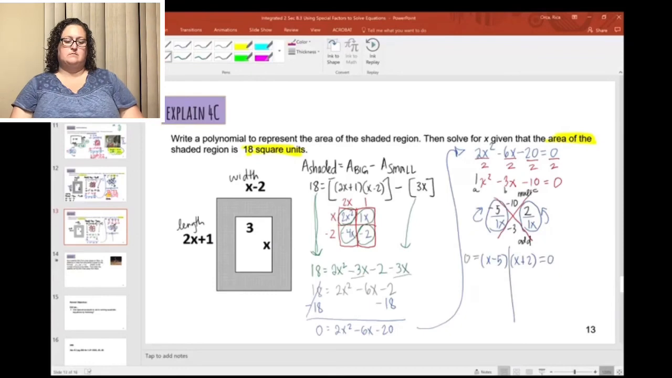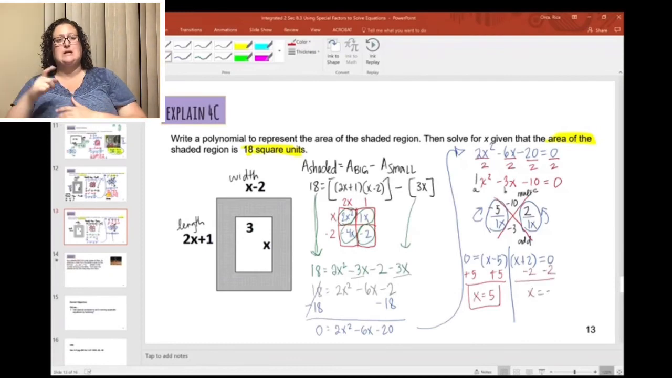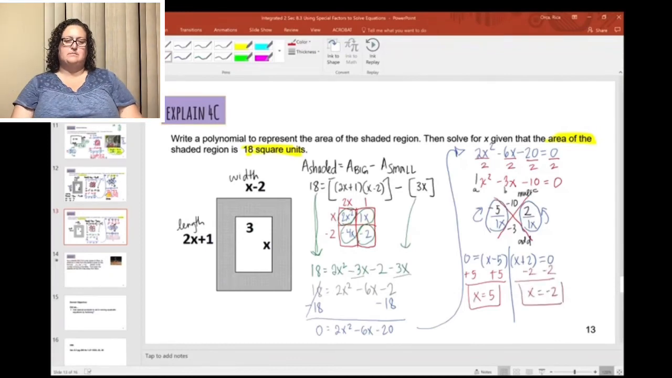So I went ahead and set each factor equal to 0 by using the zero product property. And after solving for x, we get x equals, add 5 to both sides, x equals 5. Subtract 2 to both sides, x equals -2. Based off of what I've told you before, the length of a rectangle can never be negative. So go ahead and cross out the -2 because our answer is 5. So the solution is x equals 5.